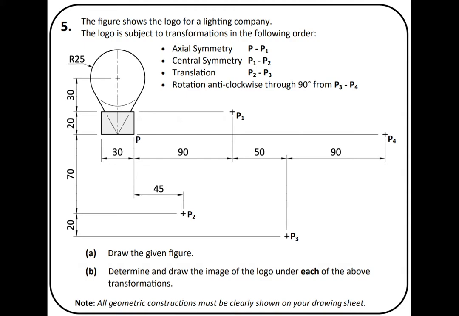An axial symmetry from P to P1, central symmetry from P1 to P2, translation from P2 to P3, rotation anti-clockwise through 90 degrees from P3 to P4. So we're given the setup of the question, all the measurements that we need. Part A then is to draw the given figure, and part B is to determine and draw the image of the logo under each of the above transformations.